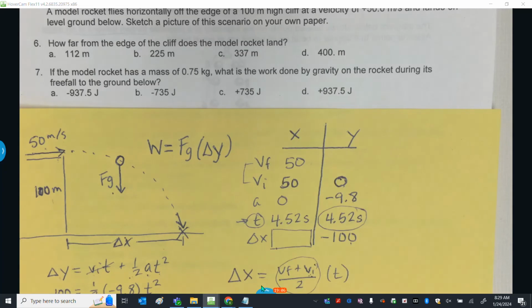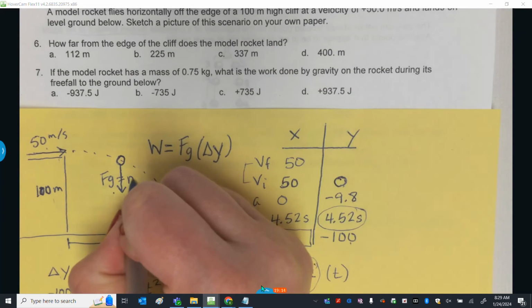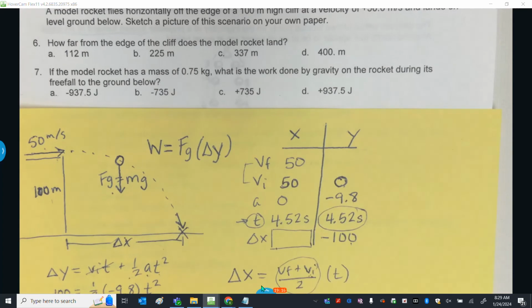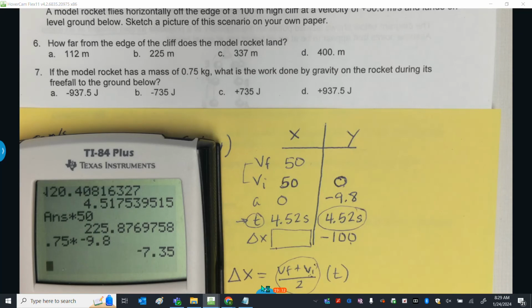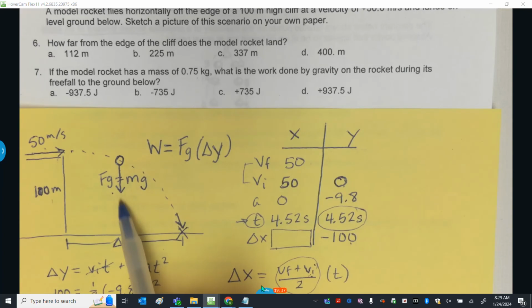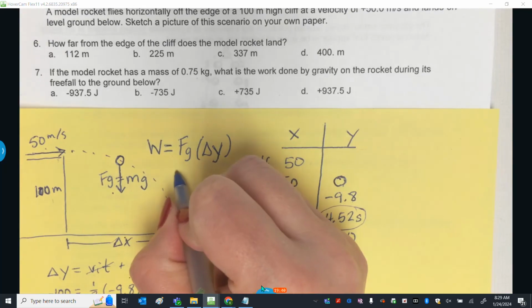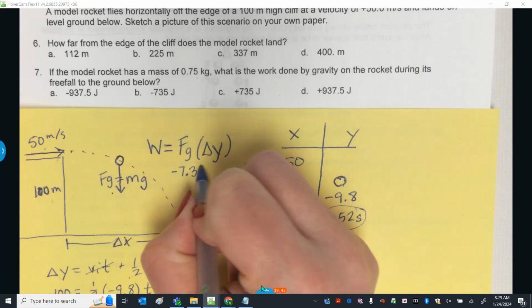Now, I don't have Fg. Fg is the weight of this model rocket. However, they did give me the mass, and I know that Fg is equal to mass times gravity. The mass in the question is 0.75 kilograms. So I'm going to multiply 0.75 times negative 9.8, because that would be my mass times gravitational acceleration. That gives me a weight of negative 7.35, and it should be negative. It's downward. So we're going to say that Fg is negative 7.35.